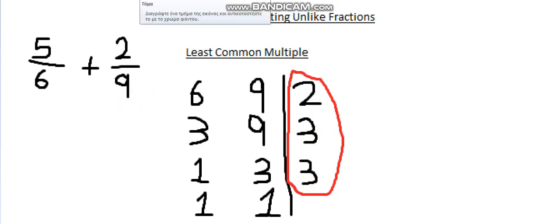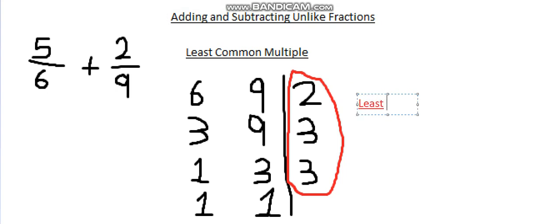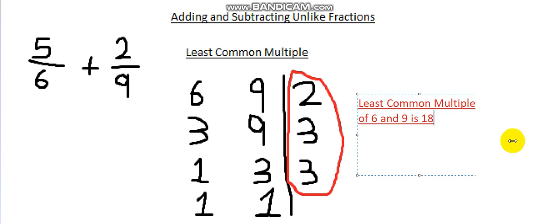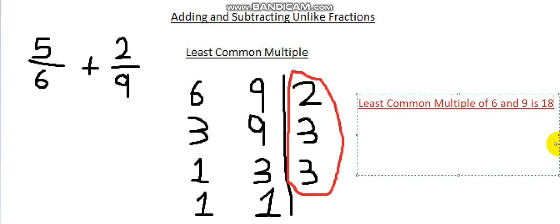So I would say that the least common multiple of 6 and 9 is 18. And that's how I find the least common multiple.